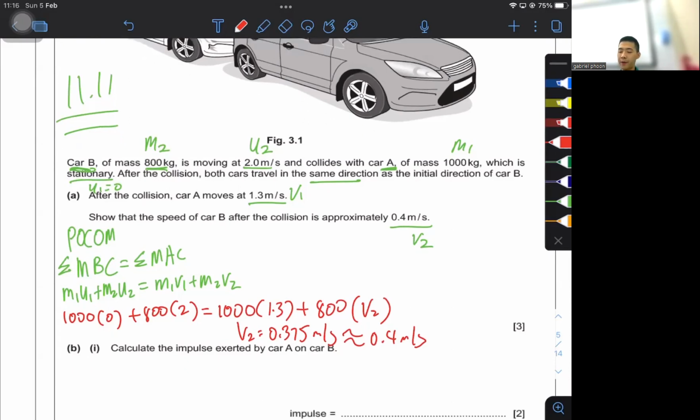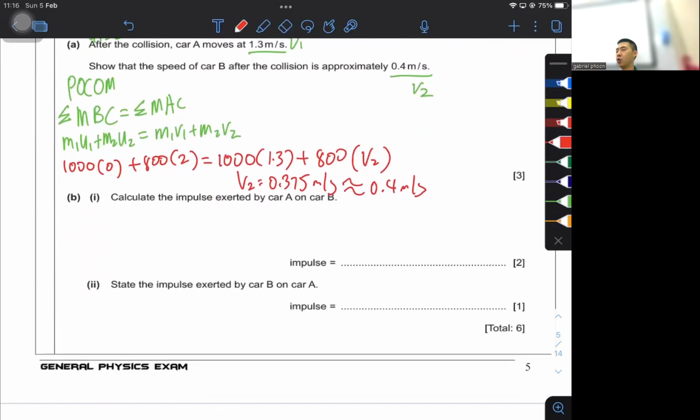Okay. Then after that, this question here, everyone starts to question themselves, right? Because the question looks complicated as hell. And quite frankly, I was a bit confused too when I read it. I was like, what? The question says: impulse exerted by A on B, and then another one, impulse exerted on A by B.